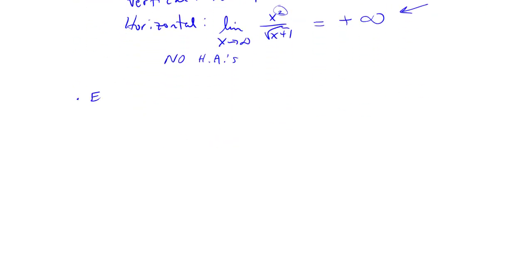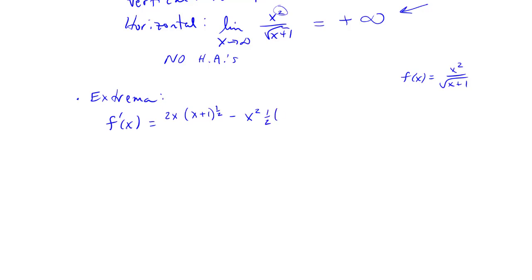Okay, extrema. This is where we're going to need the first derivative. Remember our function is x squared over the square root of x plus 1. It's going to be a little messy. Derivative of the top, 2x, times x plus 1 to the 1/2, which is the bottom, minus the top, x squared, times the derivative of the bottom, which is 1/2 x plus 1 to the minus 1/2, chain rule just gives a 1, over the bottom squared, but the square root of x plus 1 squared will just give us x plus 1.